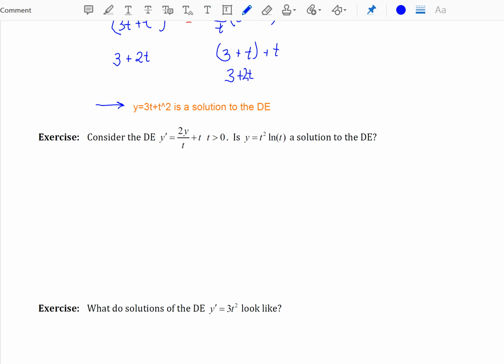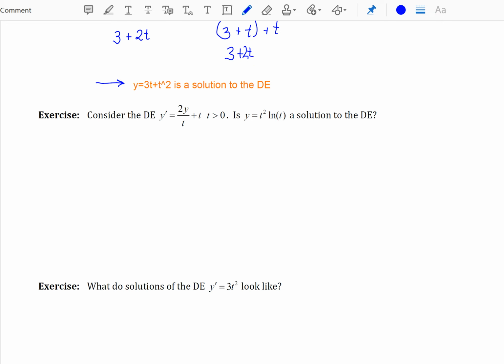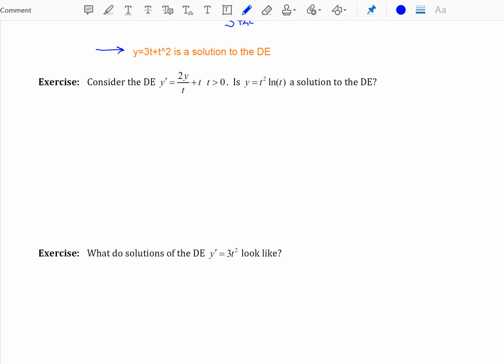Okay, let's try another one. I'd like to take a moment to give you some time to work on this on your own. So if you could, please pause the video and verify if y equals t squared plus natural log of t is a solution to this differential equation using direct substitution. After you finish, unpause the video and we'll verify if we get the same result. I'll see you in a moment. Okay, let's see how you did.